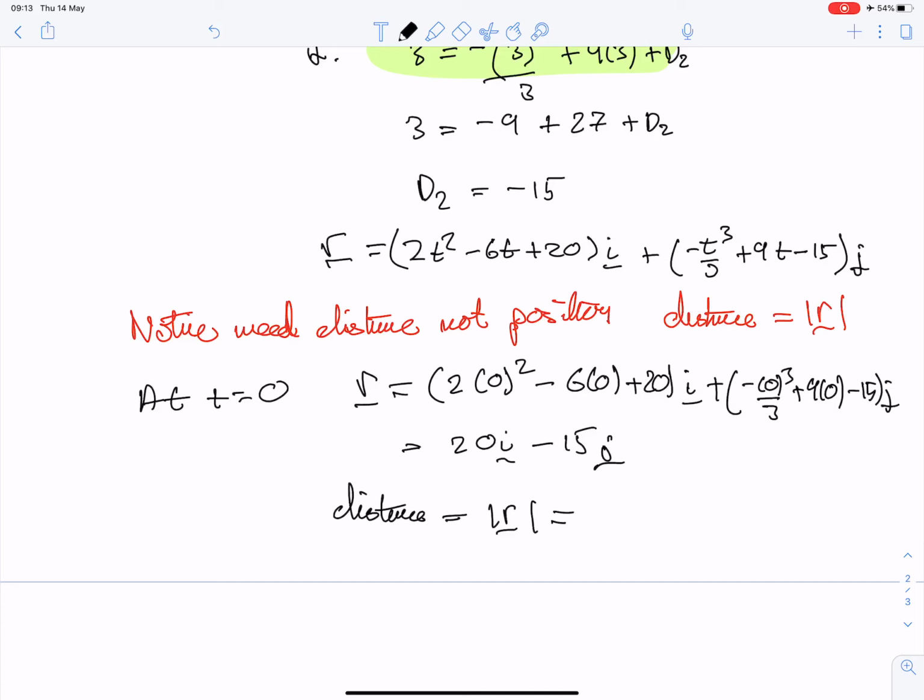So that means using Pythagoras, so it's 20 squared plus negative 15 squared to be precise. But when we work it out, hopefully you spot the Pythagorean triple. 3, 4, 5, so that's 5, that's going to be 25 metres. Okay, hope that's helped.